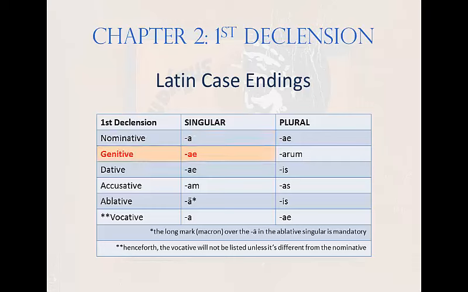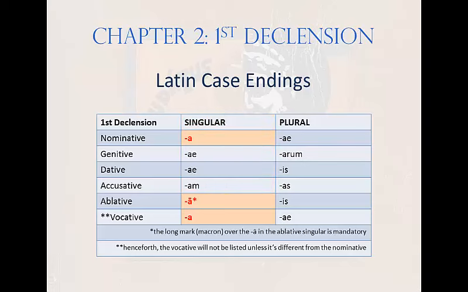The genitive singular is represented by the diphthong spelled A-E and pronounced I. The dative singular uses the same form. The accusative singular uses am. The ablative singular uses a long A, I'll talk about that in a second, and the vocative a short A. Those are the singular endings of the first declension.